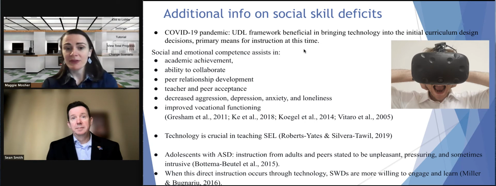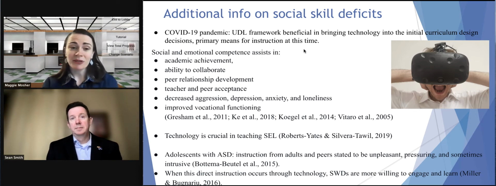But the UDL framework that we're going to be talking about is beneficial in bringing technology into that curriculum design decisions for social emotional learning. So we're going to kind of get into that. But why do we need social emotional learning? Well, without it, we can't be academically achieving. It helps us with our ability to collaborate, develop relationships.